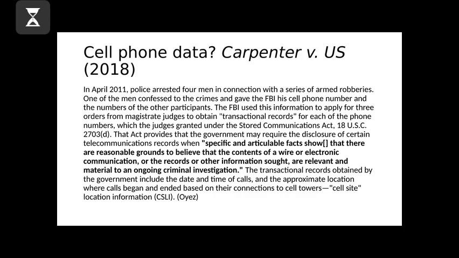That act provides that the government may require the disclosure of certain telecommunication records when, and I quote, specific and articulable facts show that there are reasonable grounds to believe that the contents of a wire or electronic communication, or the records or other information sought, are relevant and material to an ongoing criminal investigation, end quote. The transactional records obtained by the government included the date and time of calls, and the approximate location where calls began and ended based on their connections to cell towers. So this is cell site data.